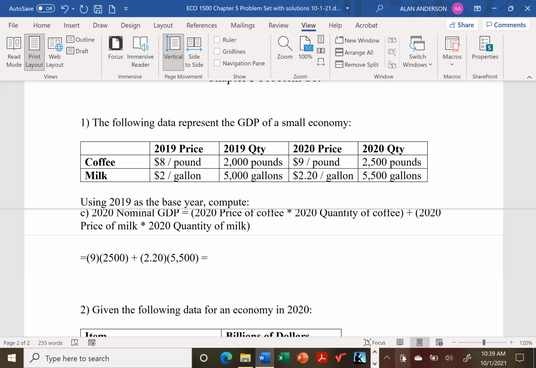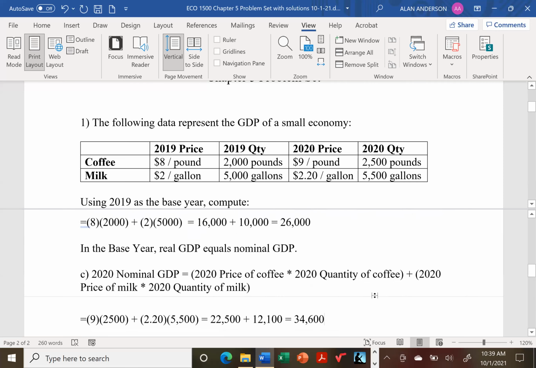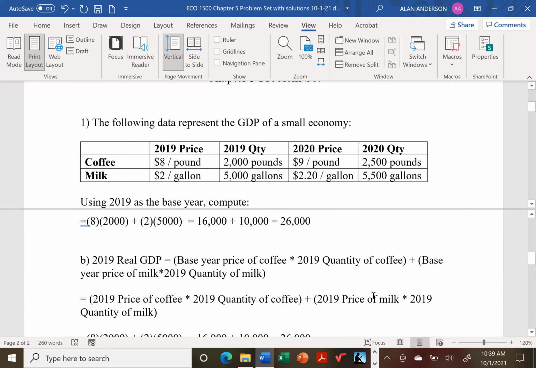All right, hold on one second. I'll get out the calculator. 9 times 2,500 is 22,500. And then 220 times 5,500 is 12,100. So the grand total of the two is 34,600. Okay. Now, if you notice, the previous year it was 26,000.